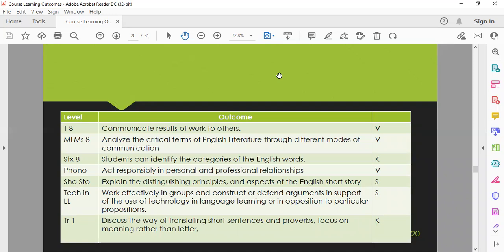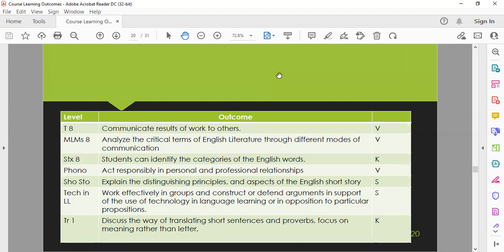Yes, thank you. For the syntax course, level 8, students can identify the categories of the English words. Those who teach syntax, please, can you help us in explaining this outcome? We are talking about a level 8 course. I don't teach syntax, but I would like to make a comment here. The word identify sounds more like knowledge than skills, perhaps. Yeah, this is one thing.